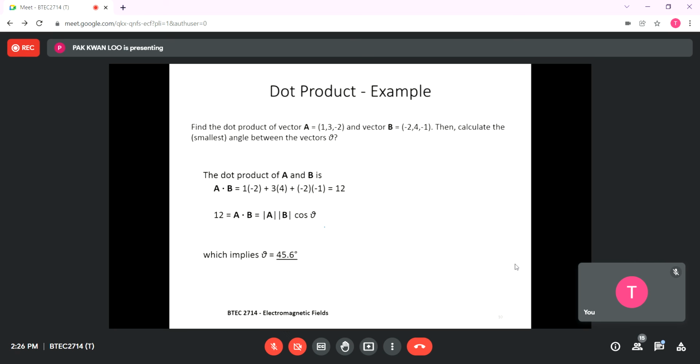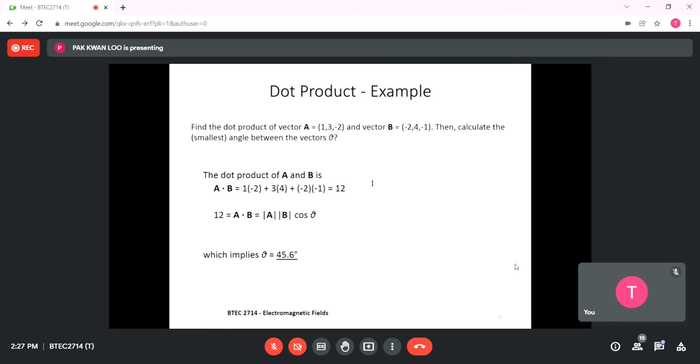One simple example here: find the dot product between vectors A and B, then calculate the smallest angle between the two vectors. So we have vectors A and B given. The dot product, as I said, is x multiplied with x, y multiplied with y, z multiplied with z, and the result gives us 12. Applying the well-known formula for the dot product, we can find the angle made between the two vectors. Okay, so the magnitude of A here, we can calculate this.